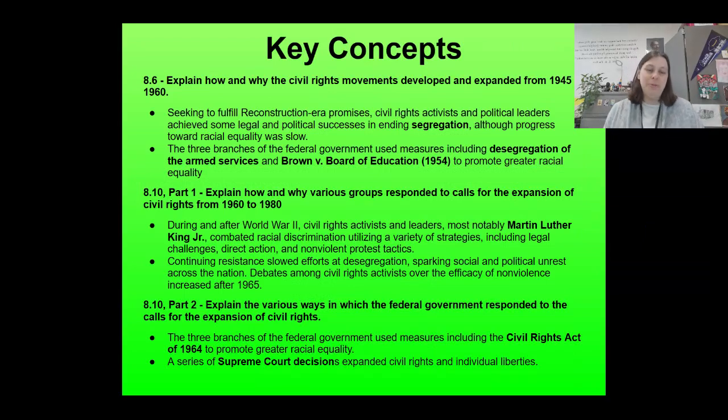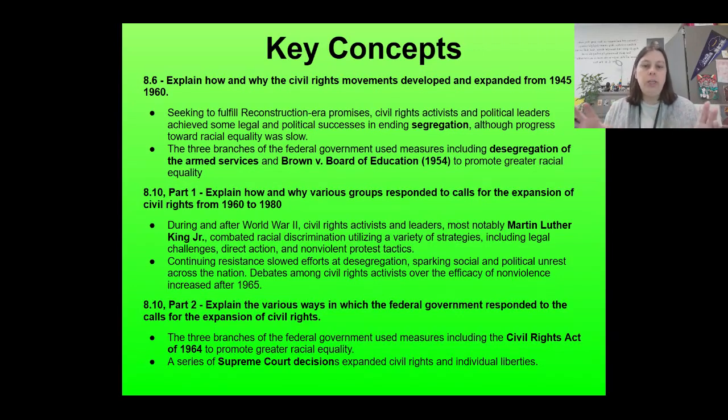Speaking of the various movements of this time period, we're going to start to get into and talk a little bit about some of the movements, and we're going to start with the most significant and definitely first, which is the African American Civil Rights Movement. If you take a look at these three concepts, these are the three key concepts that really cover what the College Board wants you to know about the African American Civil Rights Movement.